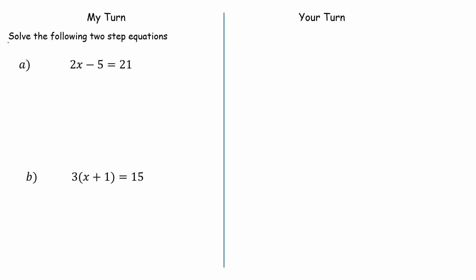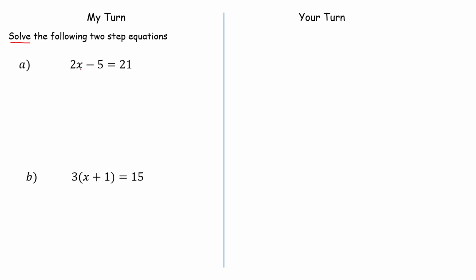So I want to solve the following two-step equations. I've got 2x take away 5 equals 21 to begin with. Now, the issue here is if students don't understand how the equation was formed, they might say, well, let's just go and divide everything by 2 because I'm timesing by 2 here. But that wouldn't work, unfortunately. So it's really important that you understand.